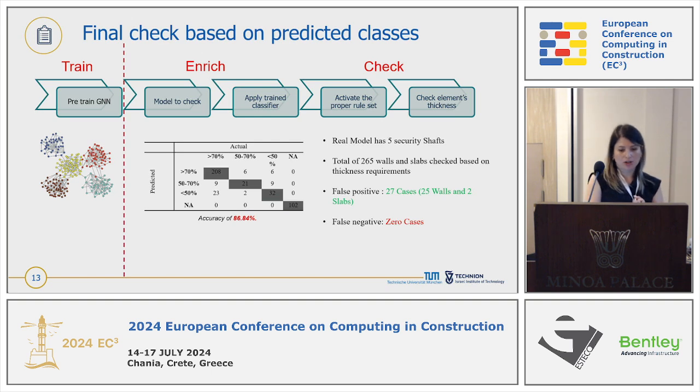Back to our test case model. As I said, we had 5 security shafts that had to be checked, and a total of 265 walls, slabs, and so on were checked using the proper rule set. The result is that we got 27 false positive cases, meaning elements that are compliant with the code but were wrongly tagged as not compliant. What's more important is that we got 0 false negatives. Basically all the problems within this model were identified correctly. There were 19 issues in the test case model. All of them were identified.